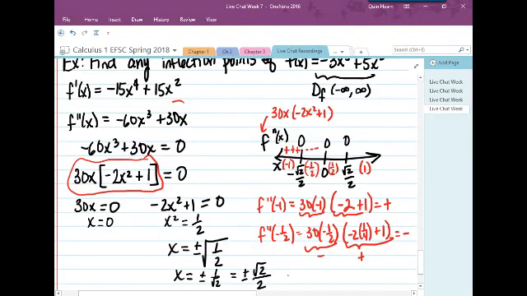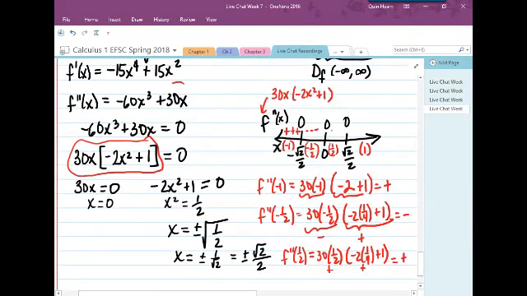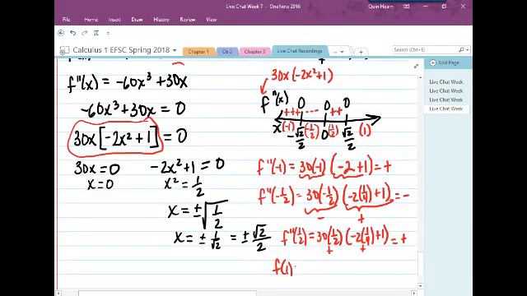And then plugging in 1/2, f double prime of 1/2 is going to be 30 times 1/2, and then we're going to have negative 2 times 1/4 plus 1 again. So that's going to be a positive times a positive, which is a positive. And then plugging in 1, f double prime rather of 1 would be 30 times 1 times negative 2 plus 1. So that's going to be a positive times a negative. That's going to be a negative. Now, by the way, a lot of times people who just start off with working with sign charts think that the sign always alternates like that, but it doesn't. You really do need to check. It's going to depend entirely on the function.